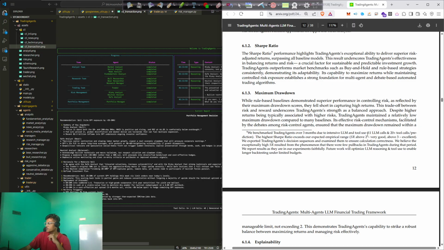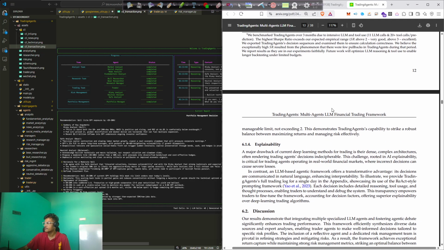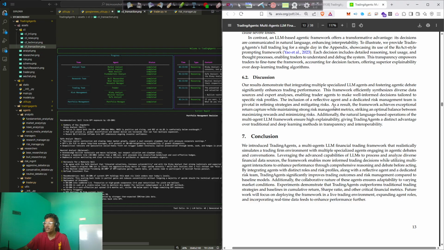You see, it's basically building a super intelligent human being who makes trading decisions for you. And yeah, that's just amazing.